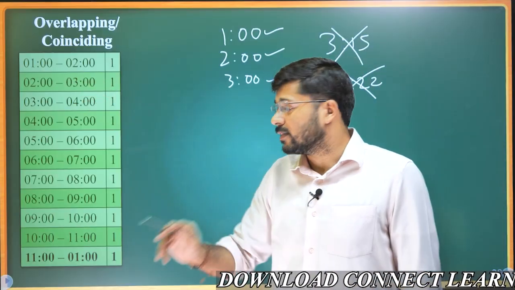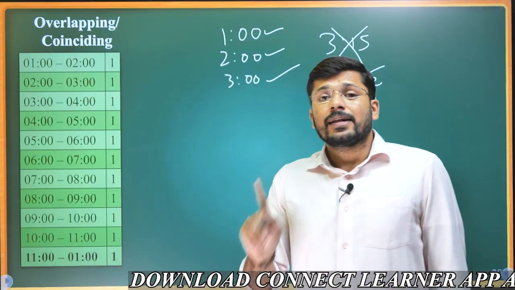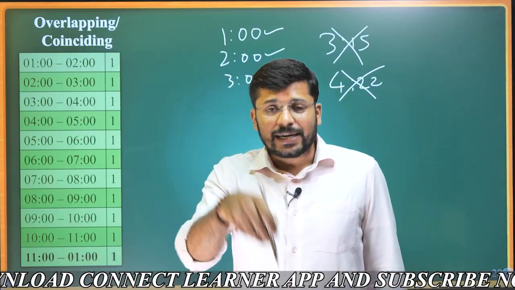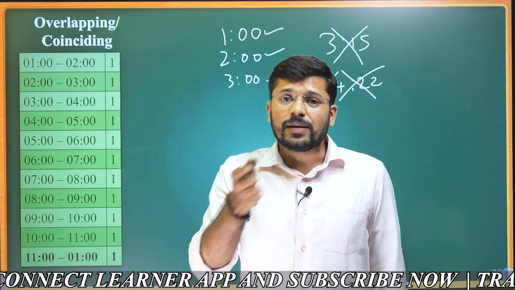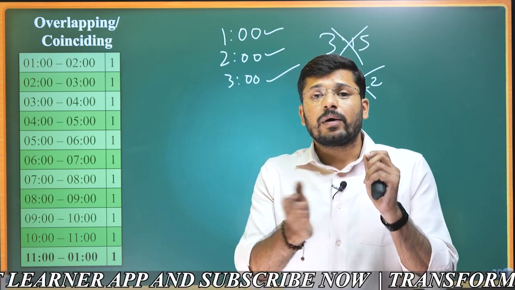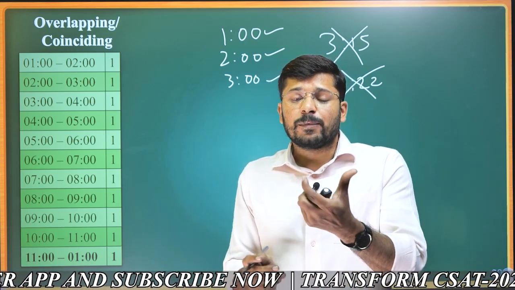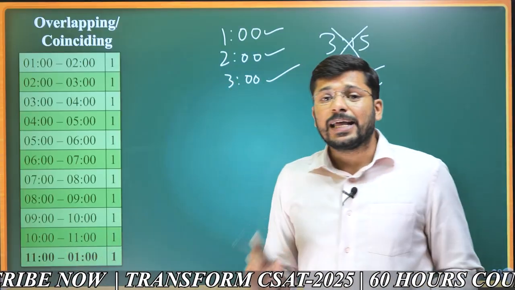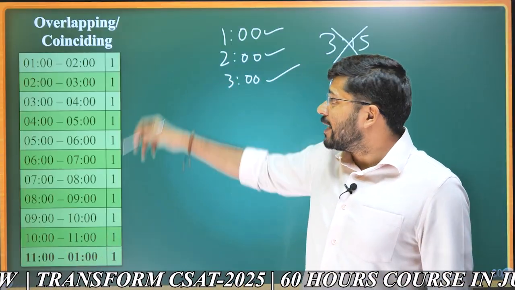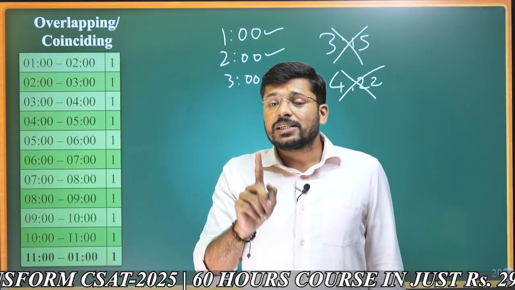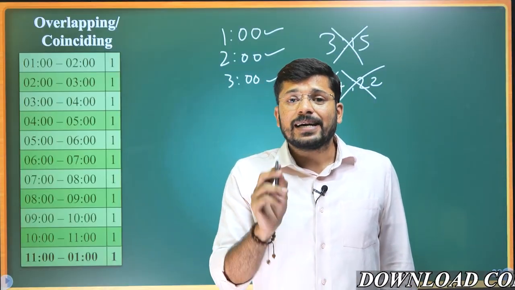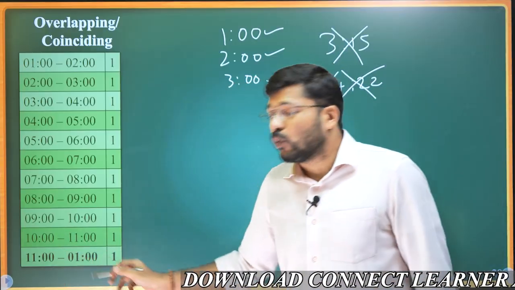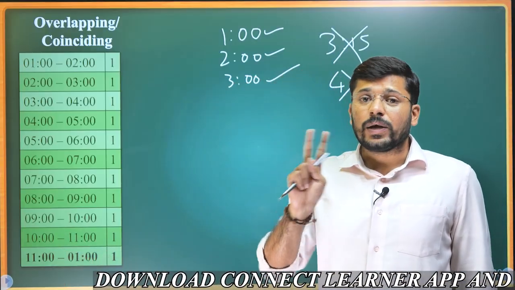From 1 to 2, once, yes. But from 11 to 1, the coincide happens only once, because 11 to 12 is once, and that is 12 o'clock. From 12 to 1, that is also once, and that is also 12 o'clock. So 12 o'clock is common for both time durations, 11 to 12 and 12 to 1. So from 11 to 1, they coincide only once. So the general rule is that between any two consecutive exact hours, the minute hand and the hour hand coincide, with the exception that from 11 to 1, they coincide only once, not twice.